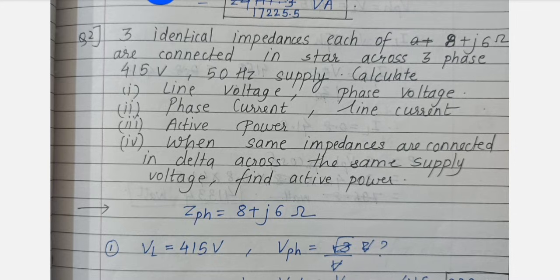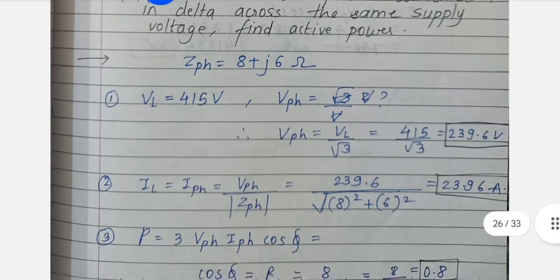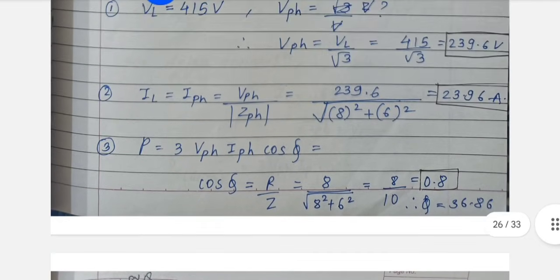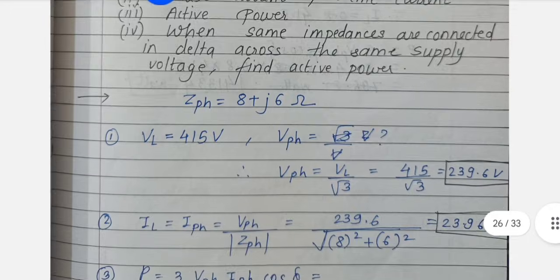Again, this is another question. 3 identical impedances, each of 8 plus J6 ohm, are connected in star across 3 phase. Okay, the same question is there, but here in the fourth question, when the same impedances are connected in delta across the same supply voltage, find the active power. So you have to use the same thing, but at last you have to draw for delta. Okay, delta connection, you can do that.